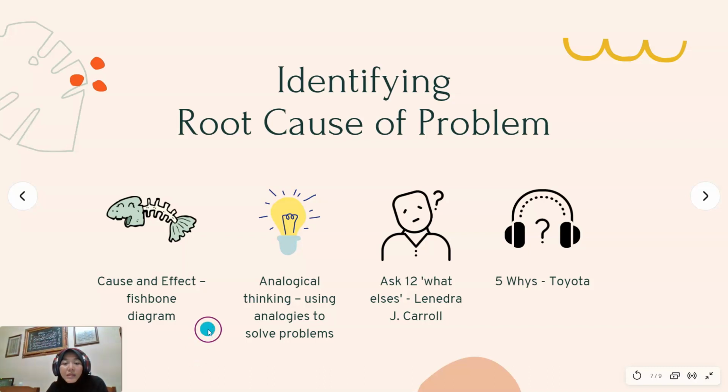So how to identify? These are some of the tools that you can use. For example, you can use the cause and effect wishbone diagram, which we have discussed earlier in the previous topic. Then we have analogical thinking, using analogies to solve problems. Then we have ask 12 what else, and then we have 5 whys. These are the whys that you need to answer. Basically, when you identify the root cause, you ask questions regarding the problem that you have.